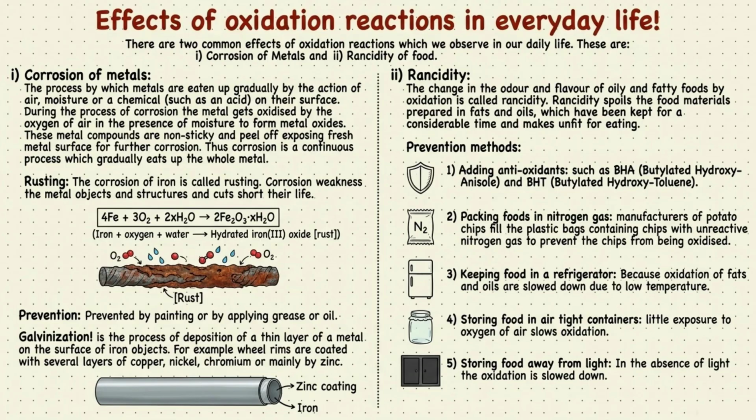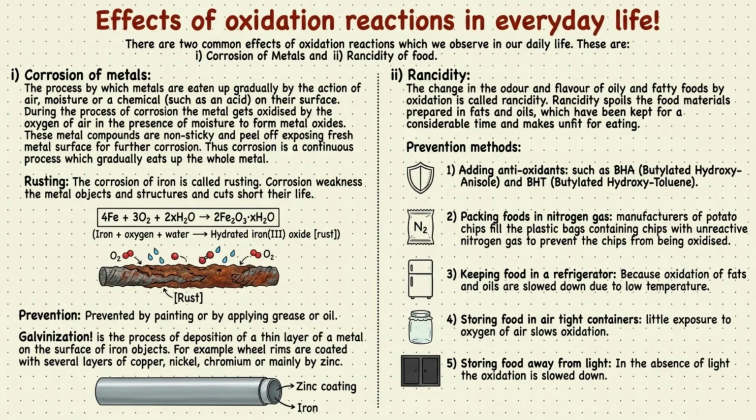The chemical formula for this destruction is 4Fe plus 3O2 plus 2H2O yields 2Fe2O3.xH2O. That .xH2O at the end simply stands for a variable number of water molecules trapped in the crystal, and the whole thing is officially called hydrated iron 3 oxide, or rust.